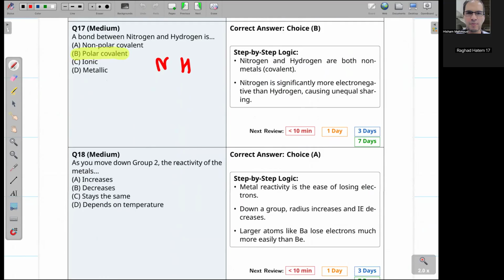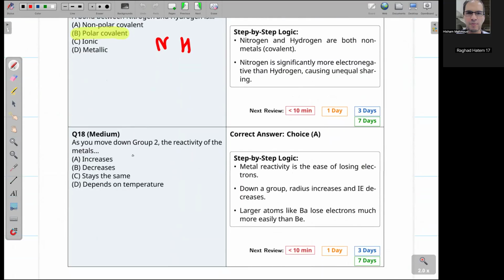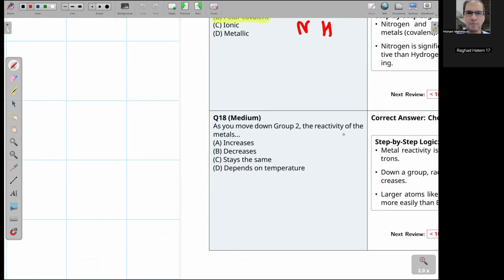As you move down group 2, is the reactivity of the metals increasing, decreasing, staying the same, or does it depend on the temperature? This is not a common question to be repeated, so it's nice to know. The metal reactivity will actually increase. It's the same as in group 1. Why does it increase? In order to be reactive, what will the metal do? Metals are good at doing one thing only: losing electrons.